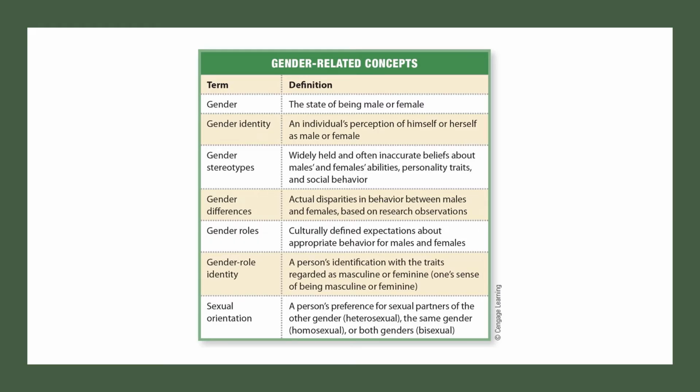Some additional important concepts that are presented in your textbook are found here. We have gender identity, which is an individual's perception of himself or herself as a male or female. We've talked about gender stereotypes, and these are those widely held and often inaccurate beliefs about males' and females' abilities, their personality traits, and social behaviors.